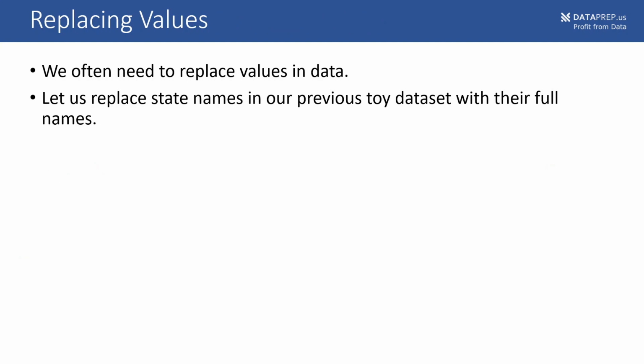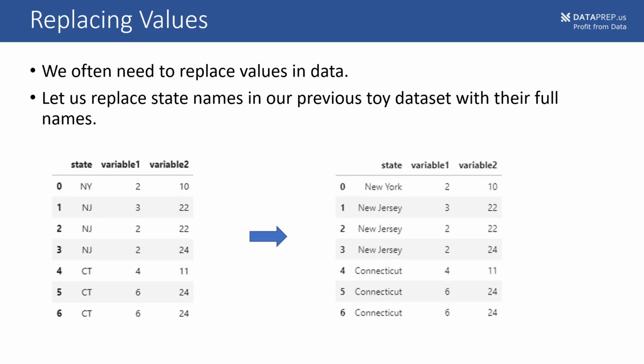Very often, we need to replace values in data. So again, we'll take the same data set we had, and maybe what we desire to do is we want to replace the state acronyms by the full names of the states. Very easy operation to do in just about every software, including in Python, and you see the results here.